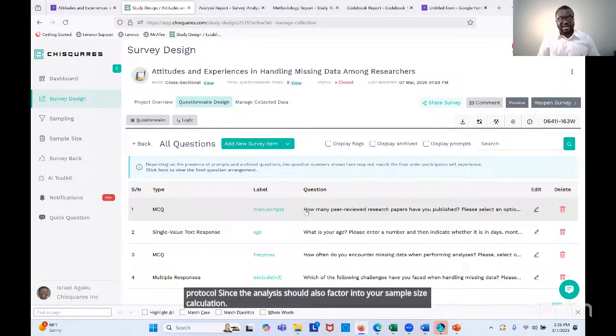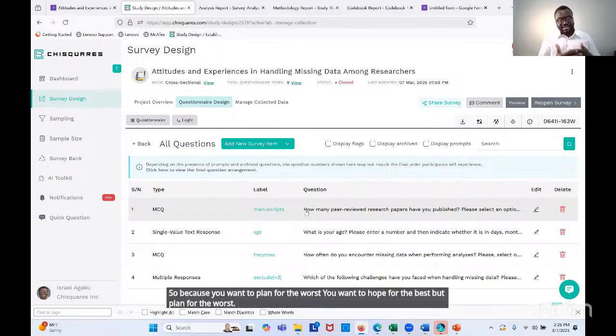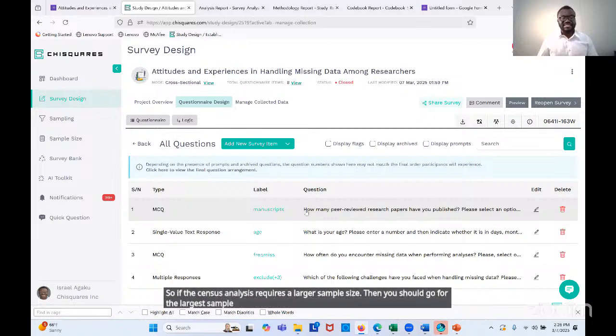So because you want to plan for the worst, you want to hope for the best, but plan for the worst. So if the sensitivity analysis requires a larger sample size, then you should go for that larger sample size so that it covers both that sensitivity analysis and the main analysis. So that's the planning that needs to take place first.